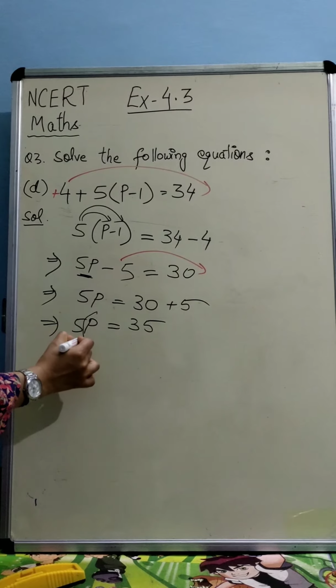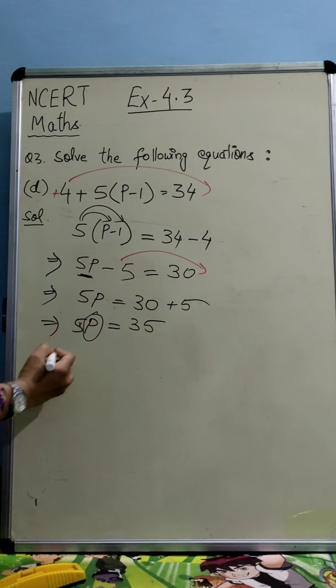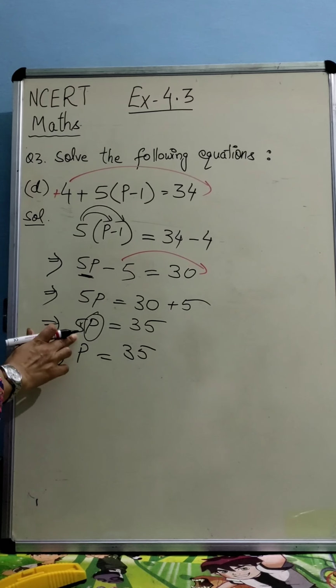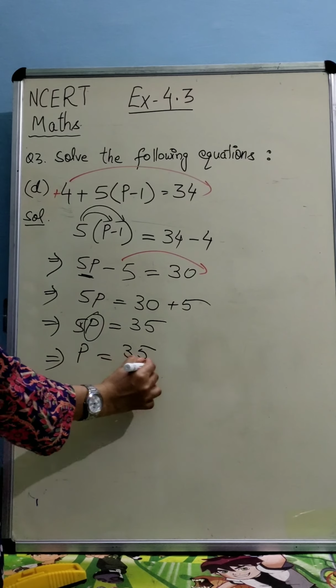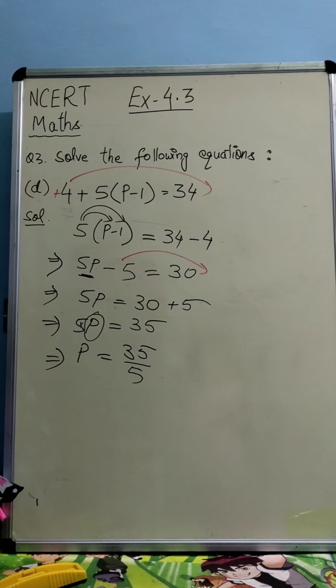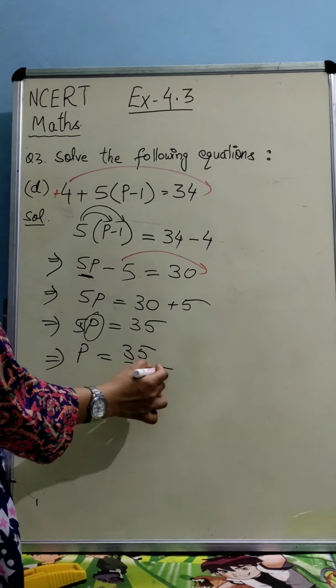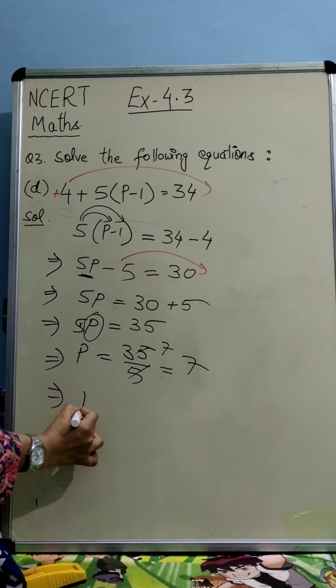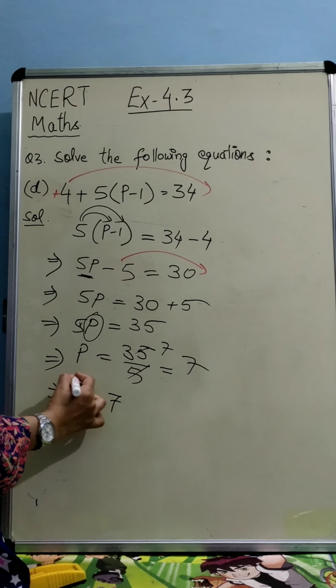Now what we want? This P. So this P is multiplied with 5. So P will be what? When we transpose this 5 to the RHS, it will become divided by 5. So 35 divided by 5 is 7. Okay, so the value of P is 7.